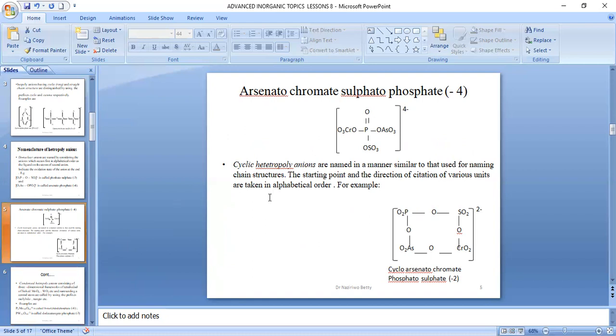Cyclic heteropoly anions are named in a manner similar to the previous one. The starting point and the direction of the citation of various units are taken in alphabetical order. An example is this: cycloacetatochromatephosphatosulfate -2. -2 is the oxidation state. So we are following the alphabetic order. Acetato, C is the one which is next, chromate, phosphato, sulfate.